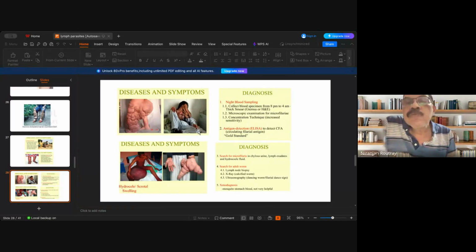Okay. So microscopic examination to find the microfilaria, and antigen detection ELISA test to know whether the antigen is present.